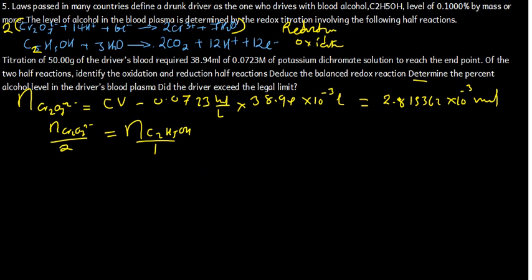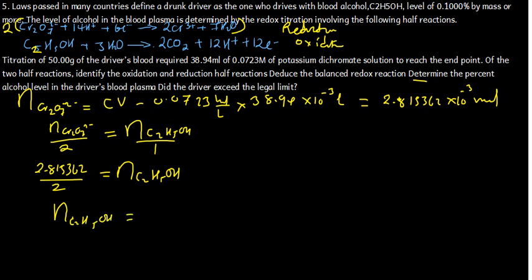So we've already determined the number of moles of the other substance, and so we're just going to go on and replace. That is 2.815362 divided by 2, and that should be equal to the number of moles of C2H5OH. So the number of moles of C2H5OH is going to give us what? This is times 10 to the power negative 3 from there. So divide that by 2. That is going to give us 1.407681 times 10 to the power negative 3 moles.